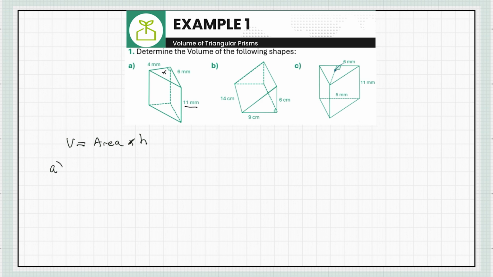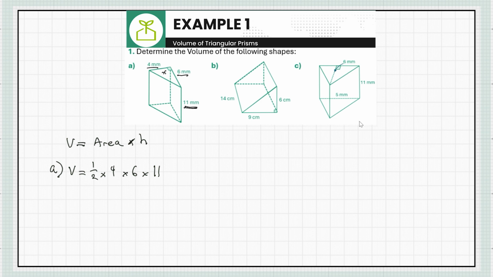So let's get started with A. In order to do this, we have to remember how to calculate the area of a triangle. Our volume for this shape is going to be equal to the area of a triangle, which is half times the base, 4 millimeters, times the perpendicular height of the shape, which is 6, and times the ultimate length of this particular prism, which is 11.